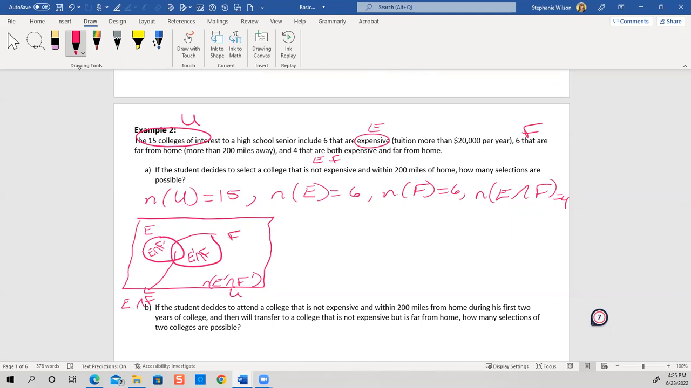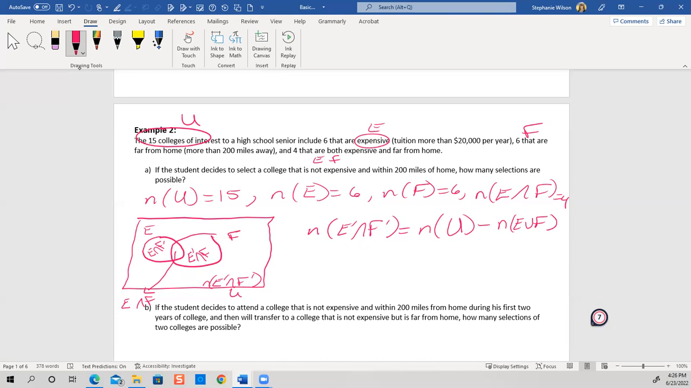When we notice that we compose the colleges, they don't union. So the formula we would use is the number of elements of E prime intersect F prime is equal to the number of elements overall minus the number of elements of E union F.